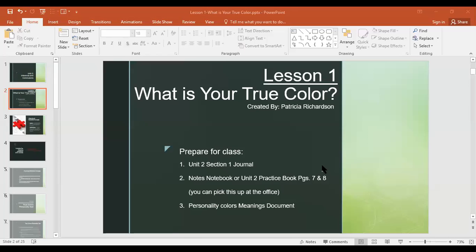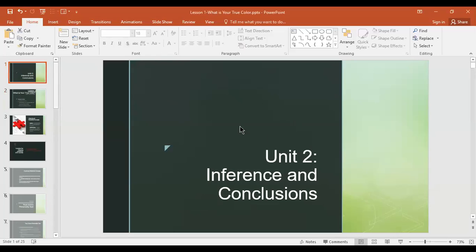Okay, so we are in Unit 2. We are kicking off our Unit 2, which is inference and conclusions, okay? So Unit 2 is all about looking at data and making those conclusions, making those leaps of understanding based on what the data is telling us, okay?